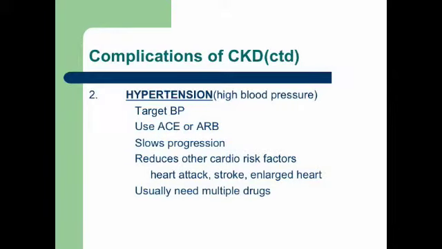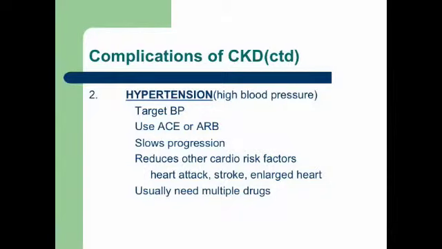High blood pressure, very, very important. We know that you can slow progression significantly by getting blood pressure down within the recommended guidelines. And we also know that for the same degree of blood pressure lowering, these drugs, the ACE inhibitor and the ARB, will slow progression more than other blood pressure medications. We also know that it will reduce other cardiovascular risk factors like heart attack, stroke, and an enlarged heart, or so-called LVH, left ventricular hypertrophy.